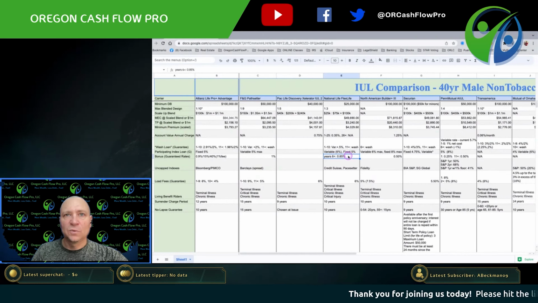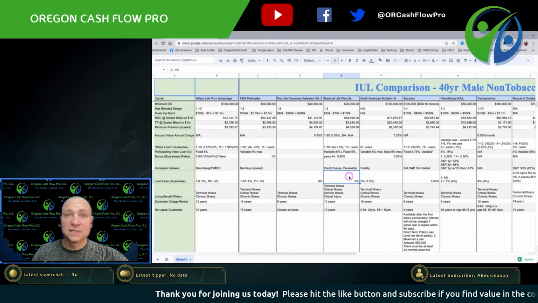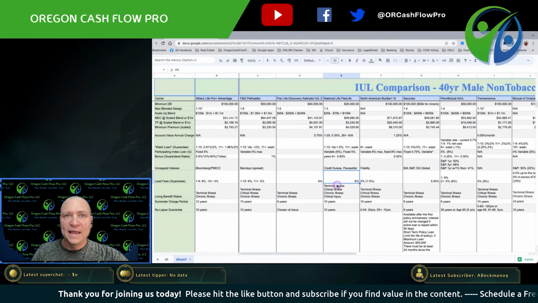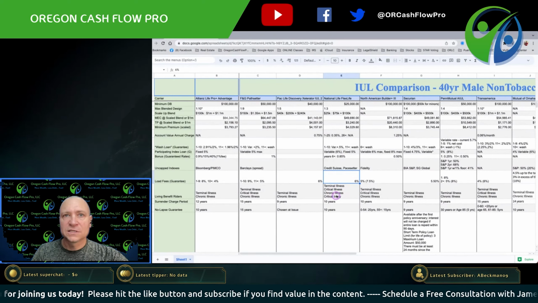So something to be aware of. Their load fee, 6% for the life of the policy. That's a guaranteed amount. And they have 4 living benefit riders. This is usually the draw.